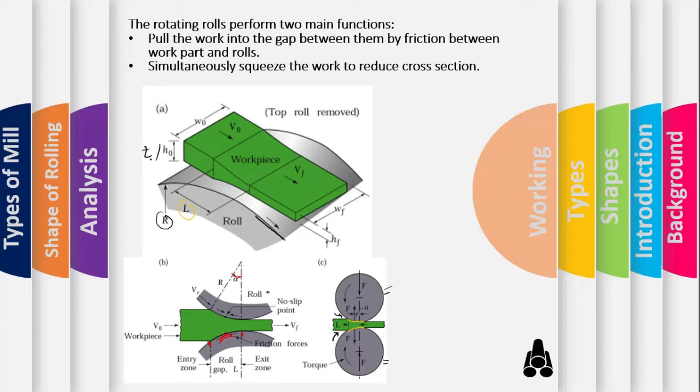So each roll has a radius, as we have seen. Each roll has its own radius, and its rotational speed gives the surface velocity VR. So VR is the velocity of the roll, which we find using the rotational speed of the roll, and this velocity is obviously greater than the velocity of the workpiece before entering the gap, right? But it is less than the velocity of the workpiece after passing through the gap.